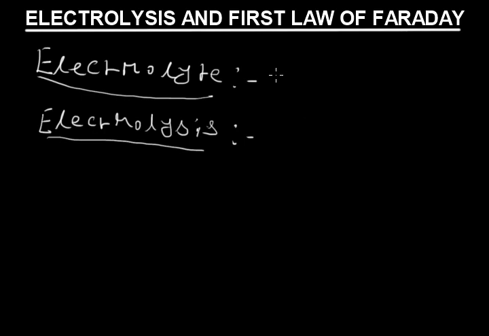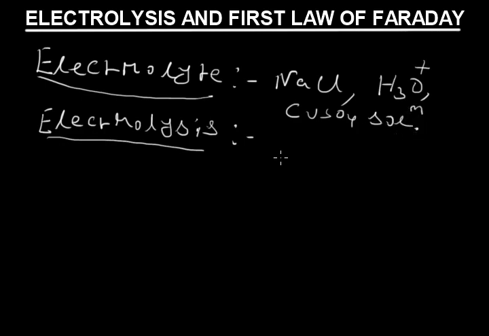Now let us give some examples of electrolytes. NaCl, acidulated water, copper sulfate solution are examples of electrolytes.